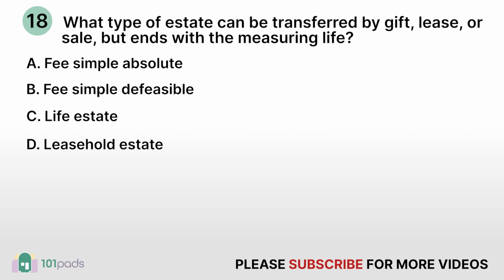What type of estate can be transferred by gift, lease, or sale, but ends with the measuring life? A. Fee simple absolute. B. Fee simple defeasible. C. Life estate. D. Leasehold estate.